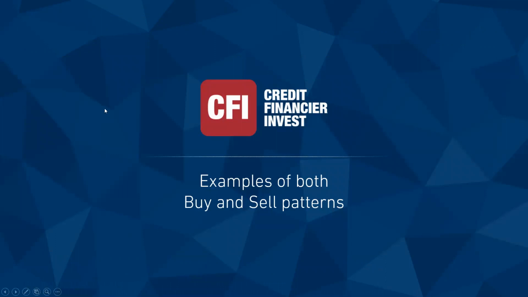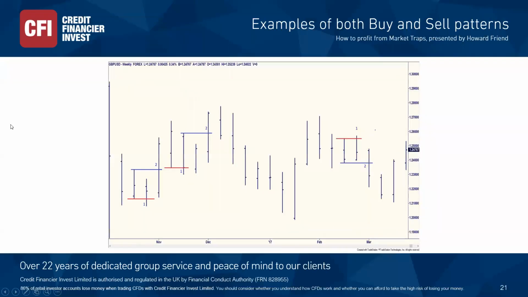Okay, so just to highlight the whole idea, let's take a look at some examples of the buy and the sell on the same chart. A few examples. Okay, so first up, cable, sterling dollar, weekly chart. So we start off with the market making a bit of a sideways move. We've got this inside bar, and then the market breaks down, making a lower high and a lower low.